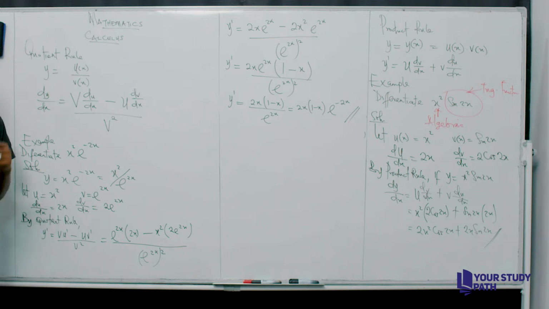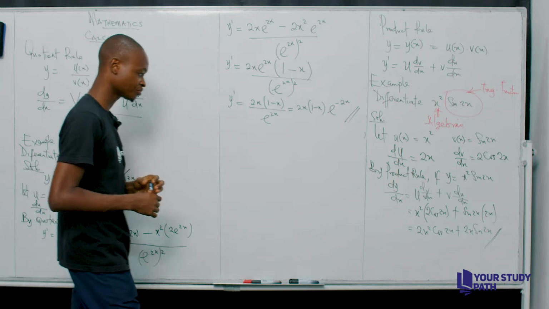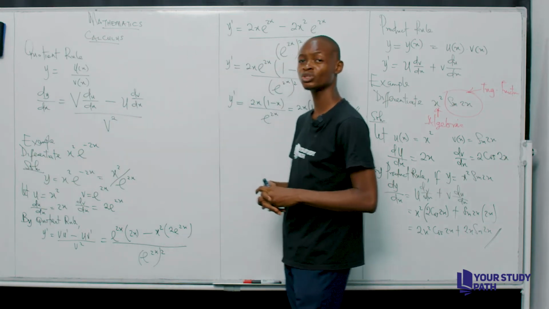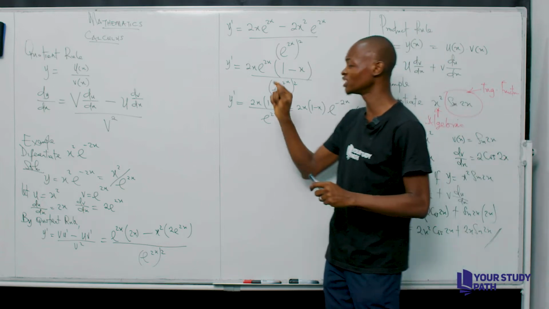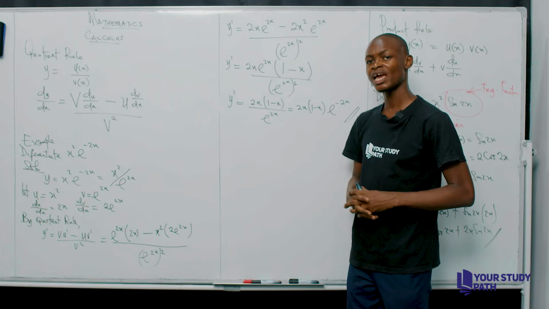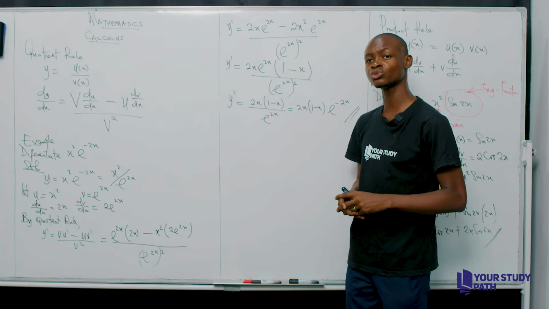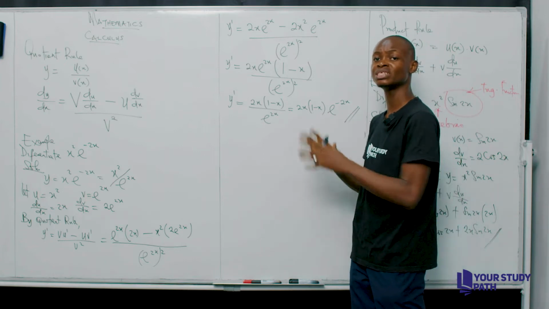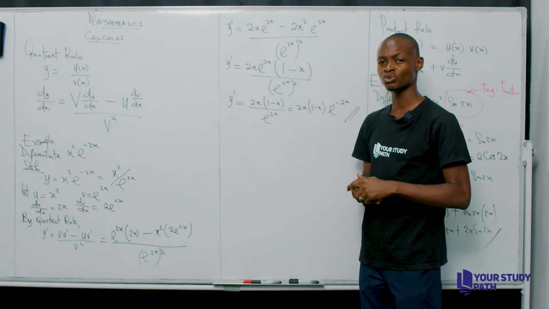You must be able to keep track of all these changes. Now, a task for you. Pick this question, the differentiation of x squared e raised to power minus 2x, and attempt to solve it via the product rule. Let us see if via the product rule, the answer you get will exactly tally with the answer we have gotten from the quotient rule.